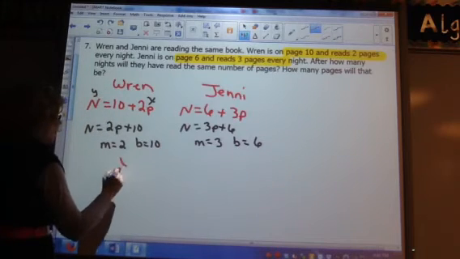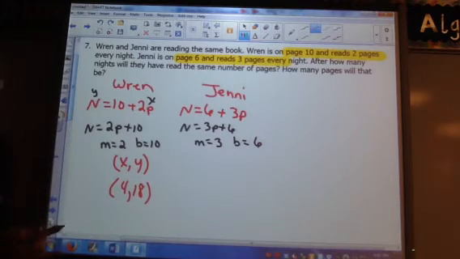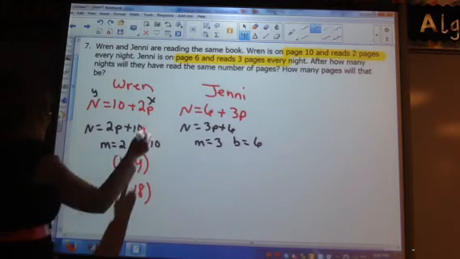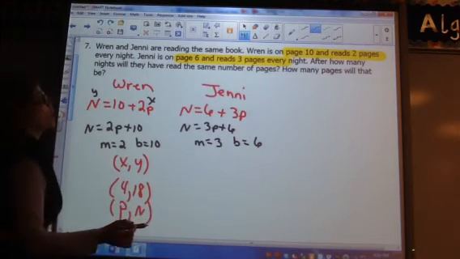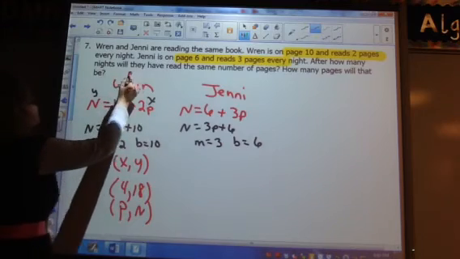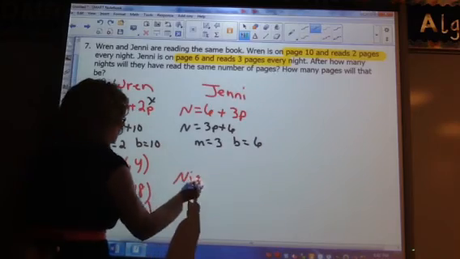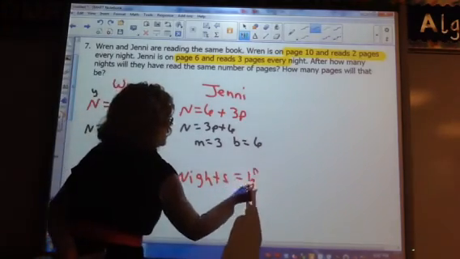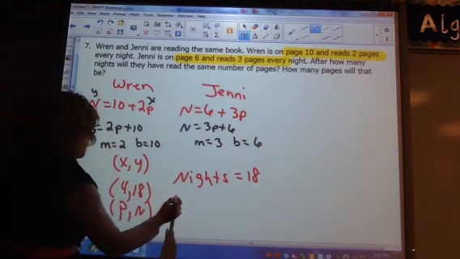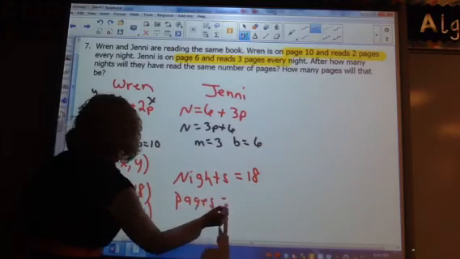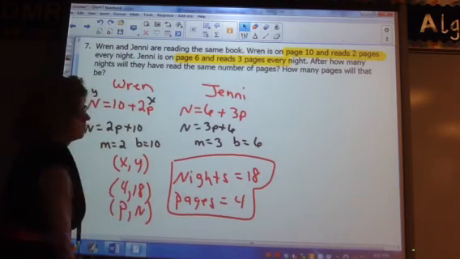Okay, so my solution here is (4, 18). Well, what does that mean? Okay, well, remember my x is my p, and my y is my n. Okay, so after how many nights will they have read the same number of pages? Well, nights is going to be 18. And then how many pages will that be? Well, p represents your x, so pages is going to equal 4. All right, have a good one.